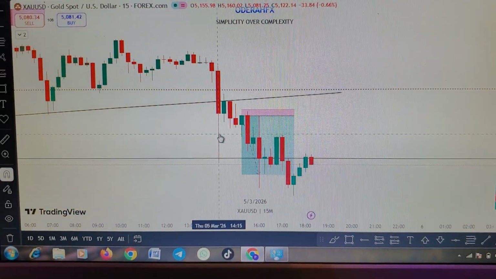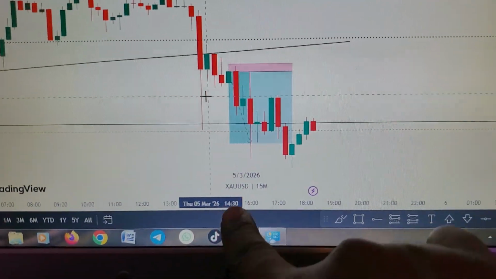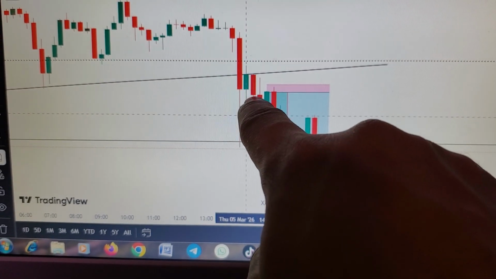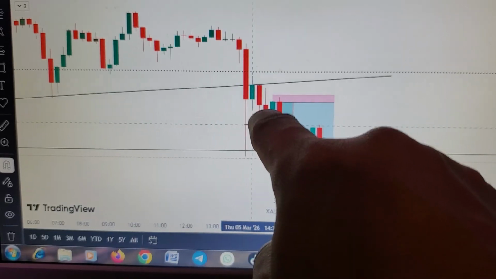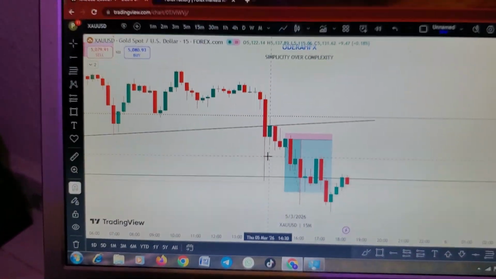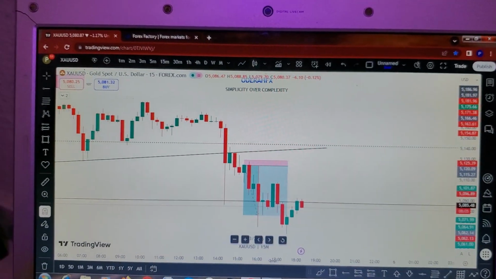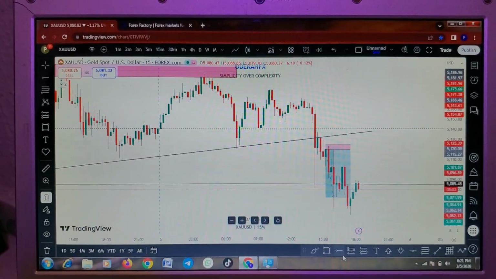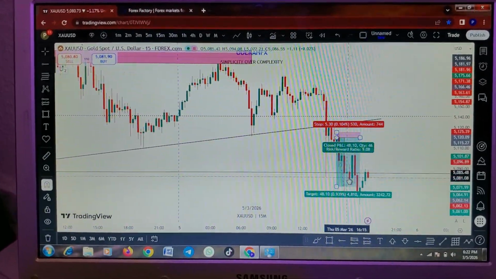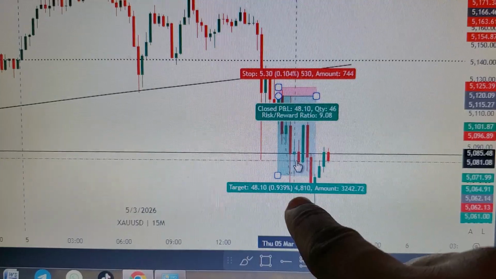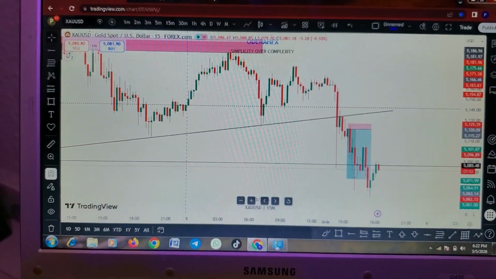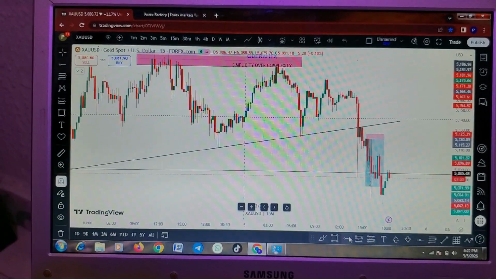So I waited, and that candle happened to be the 2:30 p.m. candle. So it rejected. After the rejection, I waited for this bearish candle. After this bearish candle came in, I hopped in around the next candle, and I set it as a signal. That's how I was able to catch this trade. Pretty easy, and we caught this 481 pips trade. That's how I was able to catch this beautiful trade on XAUSD.